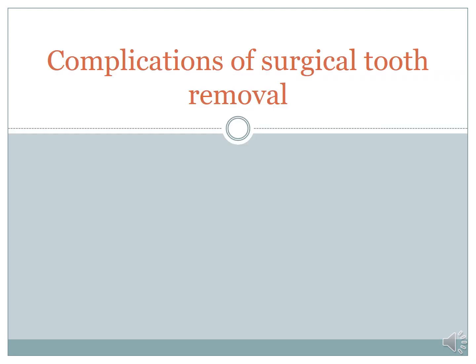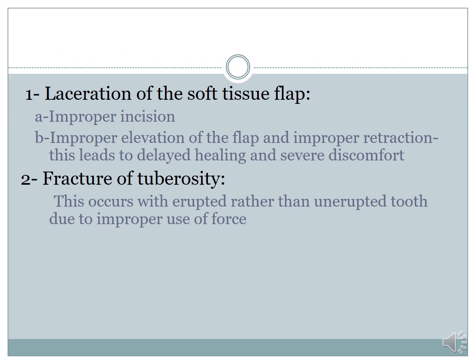So what are the associated complications? You can have laceration of the soft tissue flap or fracture of the tuberosity. Fracture of the tuberosity is something which we have to bear in mind because it does happen when you are giving undue force. With the normal force of elevation, if you see some difficulty in the removal of the tooth, you better be careful, take time, and then remove it.